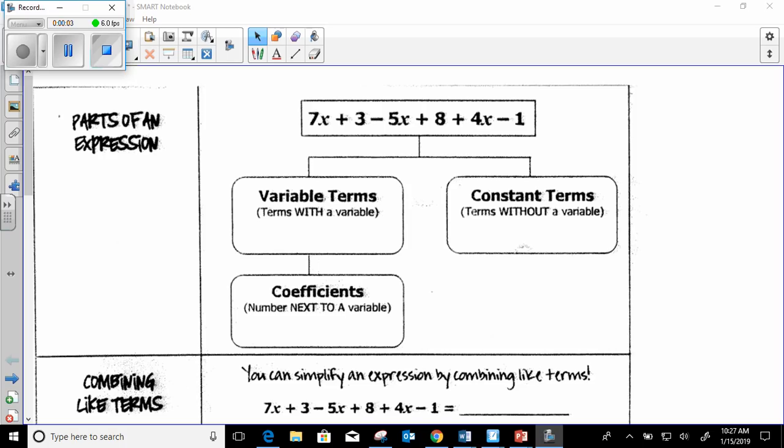Welcome back. Today we are going to go over parts of an expression, combining like terms, and the distributive property. So let's look at the first part at the top.